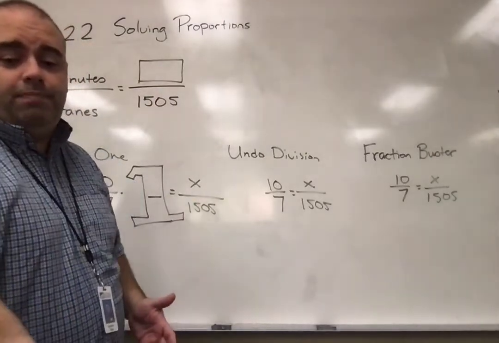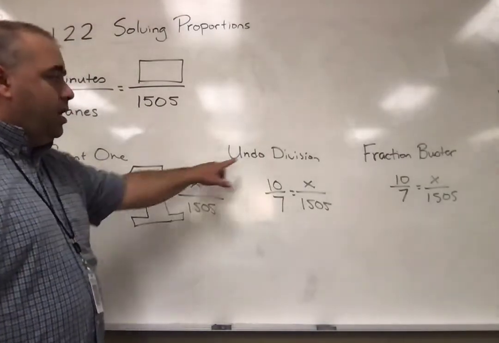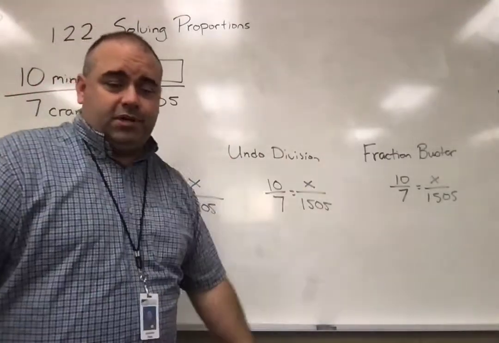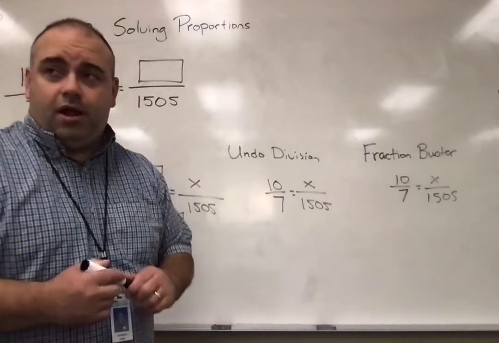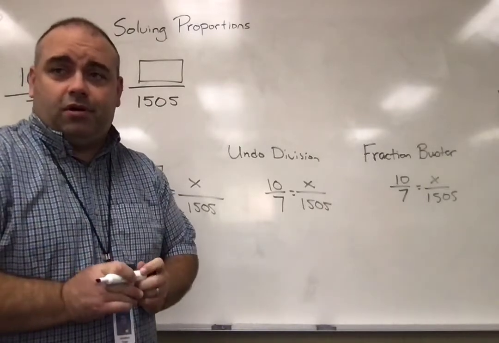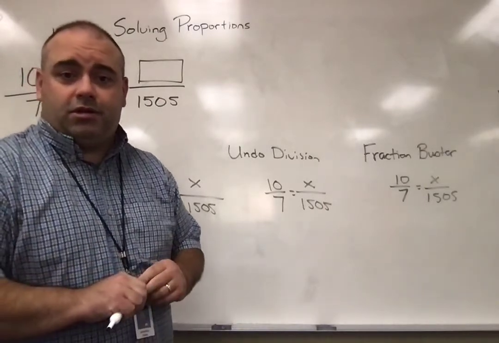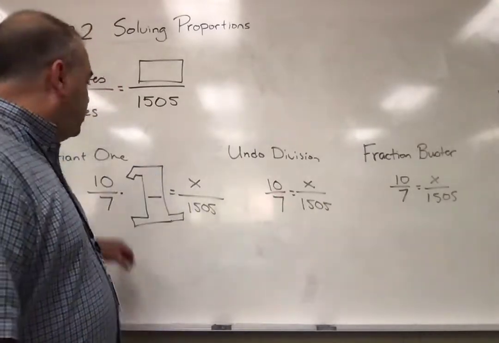So there's 3 basic ways the book shows us how to do this. We have the giant one, undoing division, and the fraction buster. You can pick the one you like the best. If you don't like any of them, then there's always another method called cross products that we can discuss too, which is kind of like all these put together in a way. So the first one we can do is the giant one.